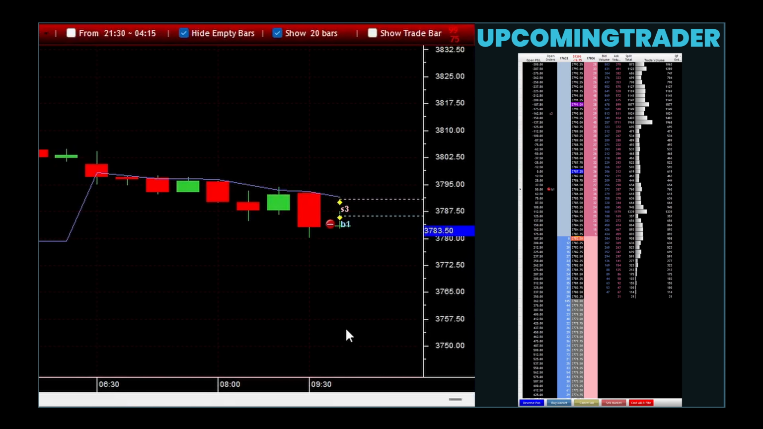The 3 outside down pattern is a significant bearish formation, typically signaling a shift in market dynamics. It is composed of 3 specific candlesticks. The pattern begins with a large white or green candlestick, indicating a day of gains. This is immediately followed by a larger black or red candlestick that closes below the prior day's opening, showing a strong reversal of the bullish trend.